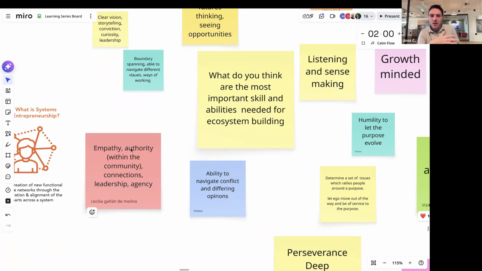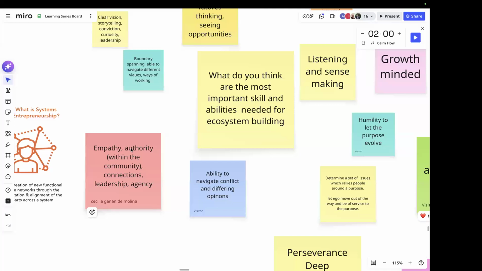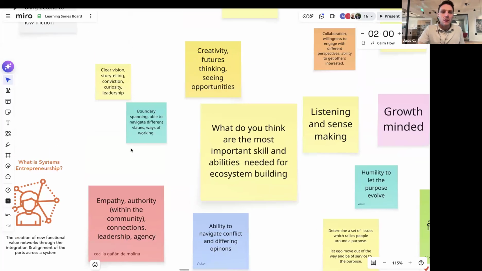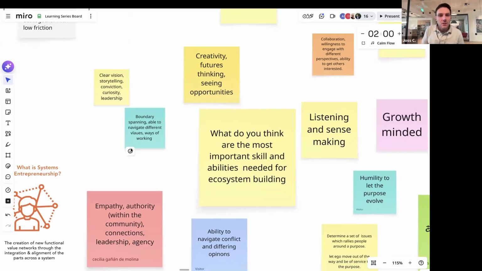But the interesting thing is that, as we know, over time, it has to become its own thing. It has to become its own ego. It can't just remain this person. So although they need to start it and it requires their abilities and their investment, there has to be this journey where they're transitioning to the others doing it themselves, right? Exactly. Yeah. Cool. Leadership is definitely part of it, as you say. Okay, let's keep going. Clear vision, storytelling, conviction, curiosity, leadership.